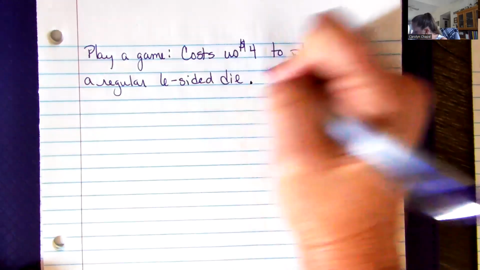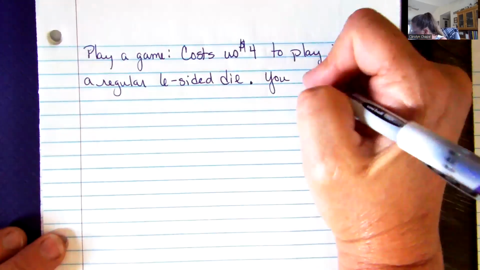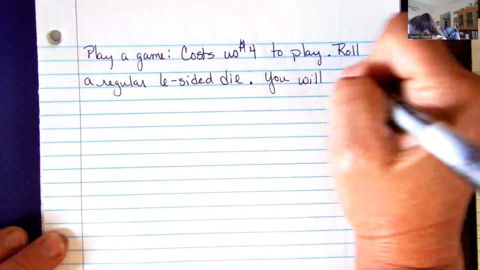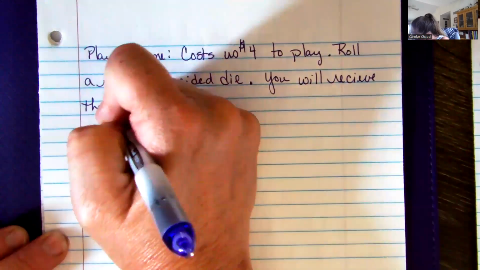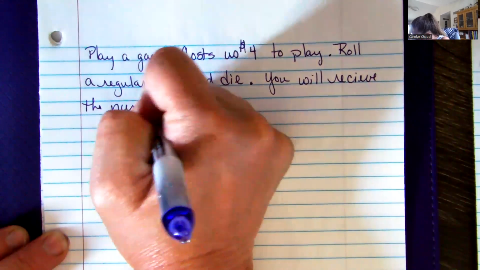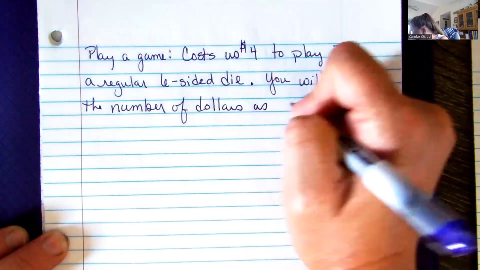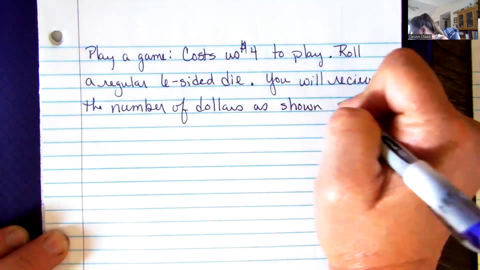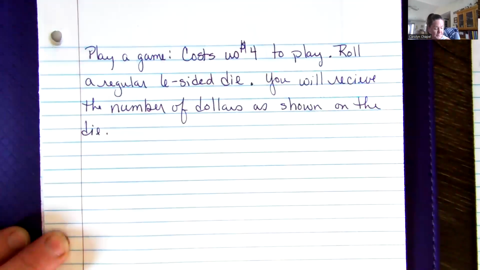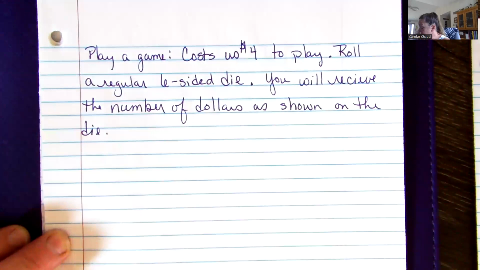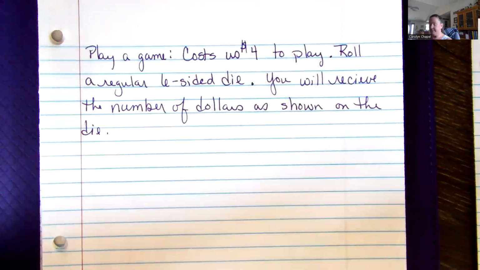And what happens is you or we, whoever you want to word this, will receive the number of dollars as shown on the die. Okay. So in other words, if we roll a 5, we will receive $5 back.